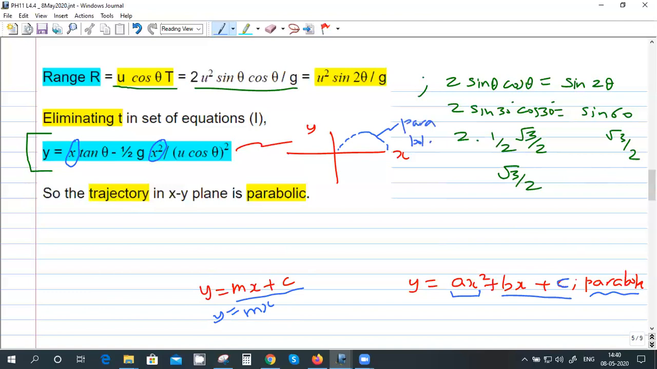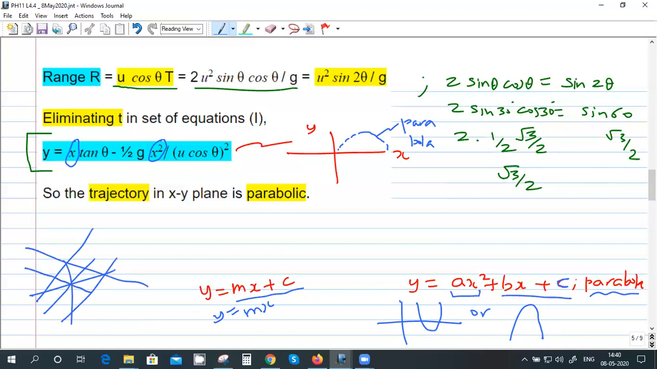What does parabola mean, sir? See, the equation of a straight line is this one, right? Similarly, the equation of a parabola is this one. If I try to plot the parabola, it will look like a U, or like an inverted U. Like a straight line, it can be like this, or like this, or like this. These are positive slopes, and these are negative slopes. The one passing through the origin is y equal to mx, where c is 0. So all those properties are there.